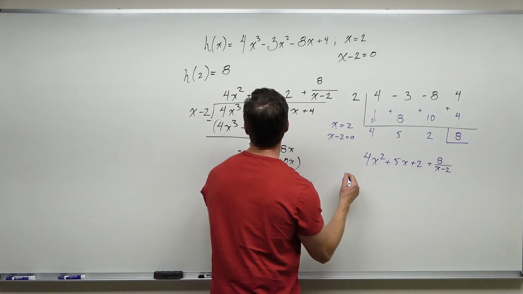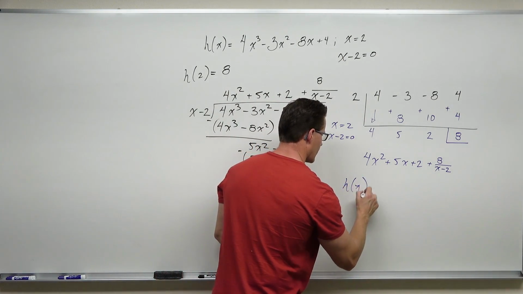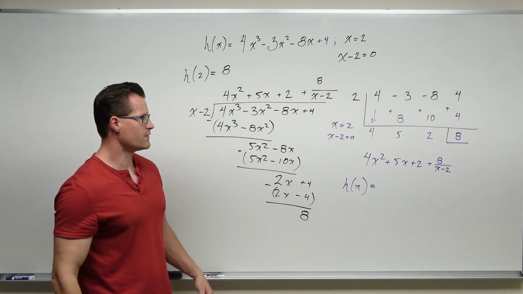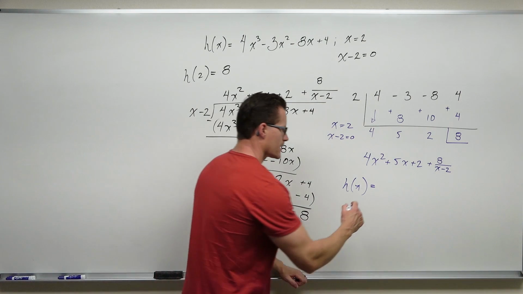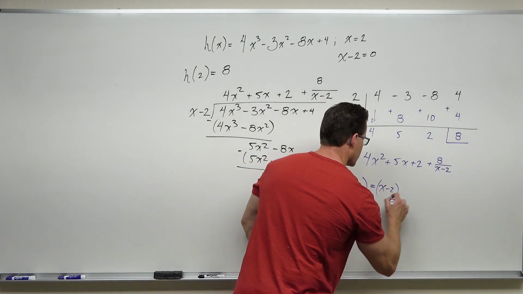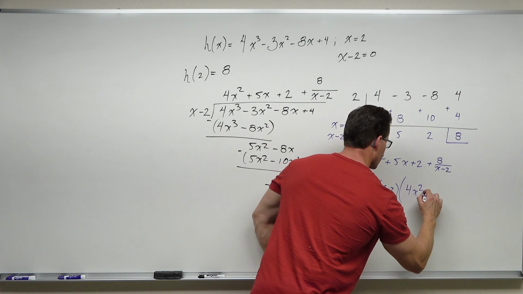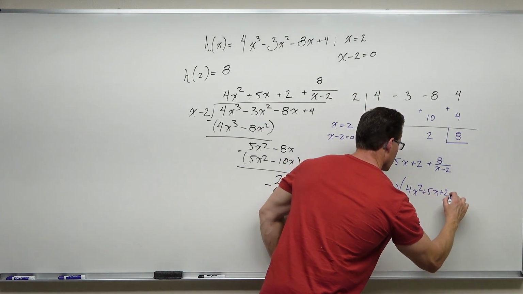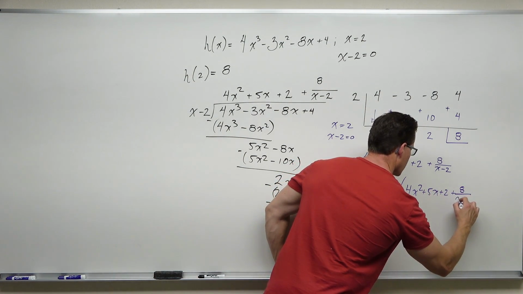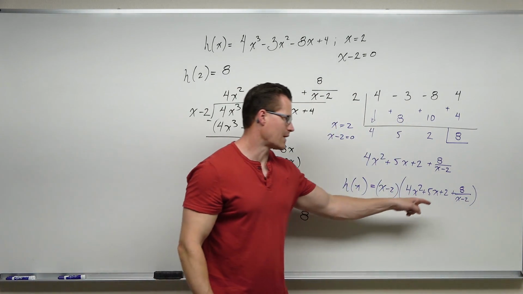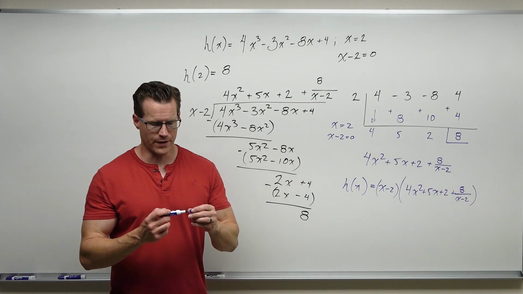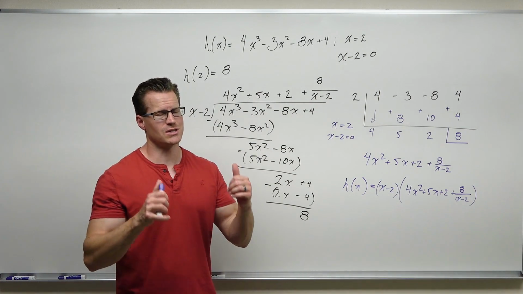Could you write it? It's a little awkward, but you could. If you had to write this in a sort of factored form, you could still write x minus 2 times your quotient, but it gets really awkward and that's not going to help you at all with any further factoring. So I hope that makes sense, and I'll see you for another video.